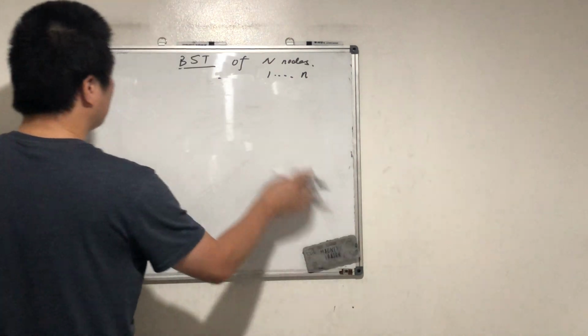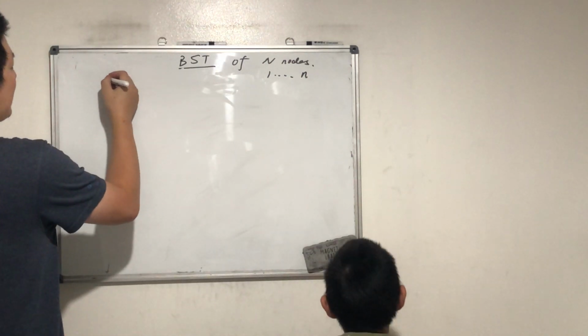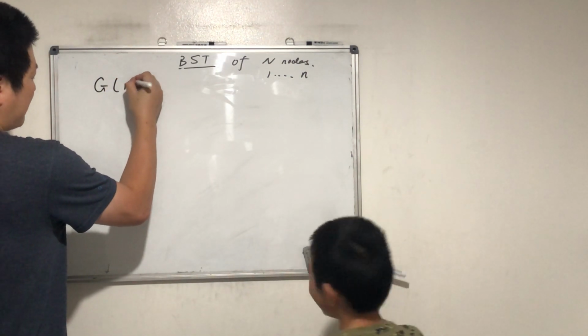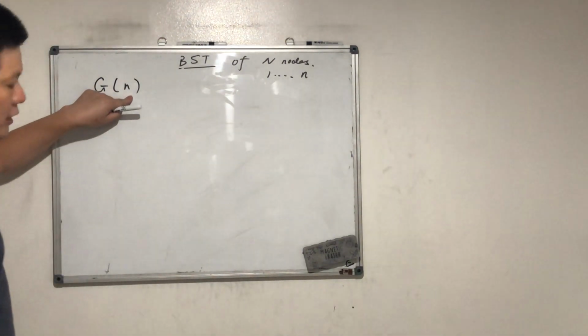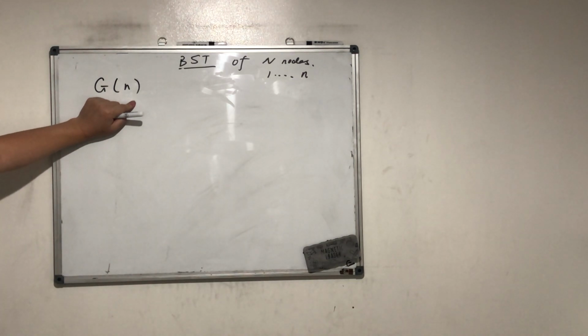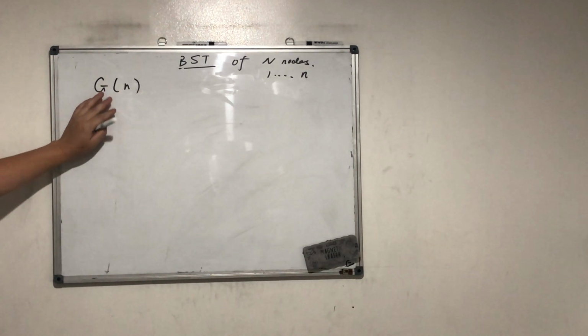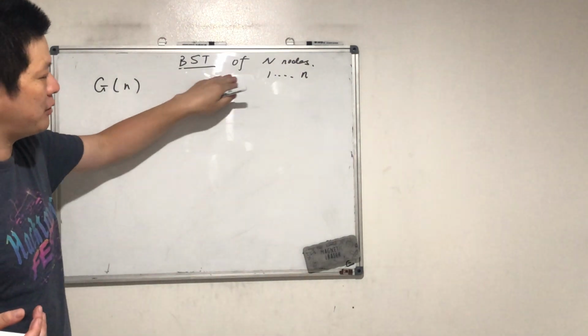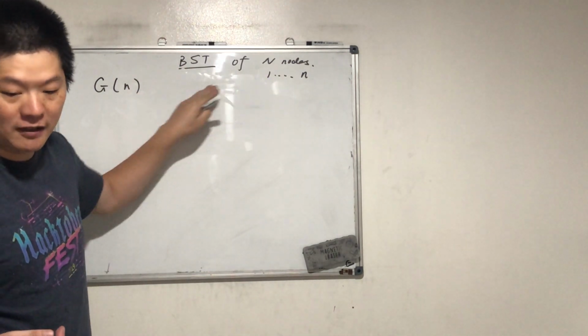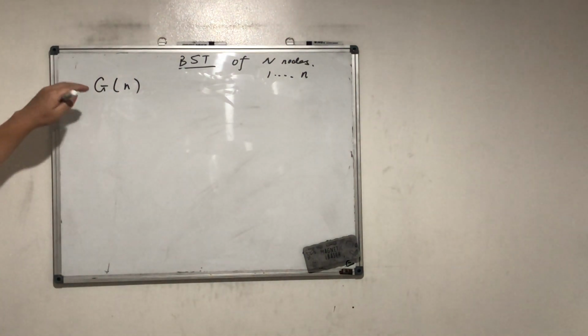Can we focus now? Okay, so let's define a G function, Gn. Gn means the number of ways we can represent the number of unique binary search trees with n nodes. This is the answer we are going to look for.